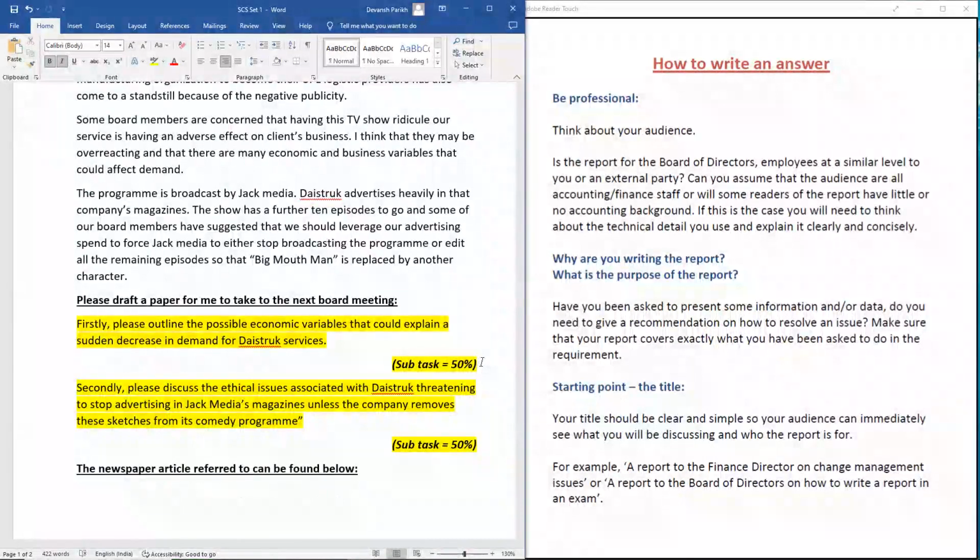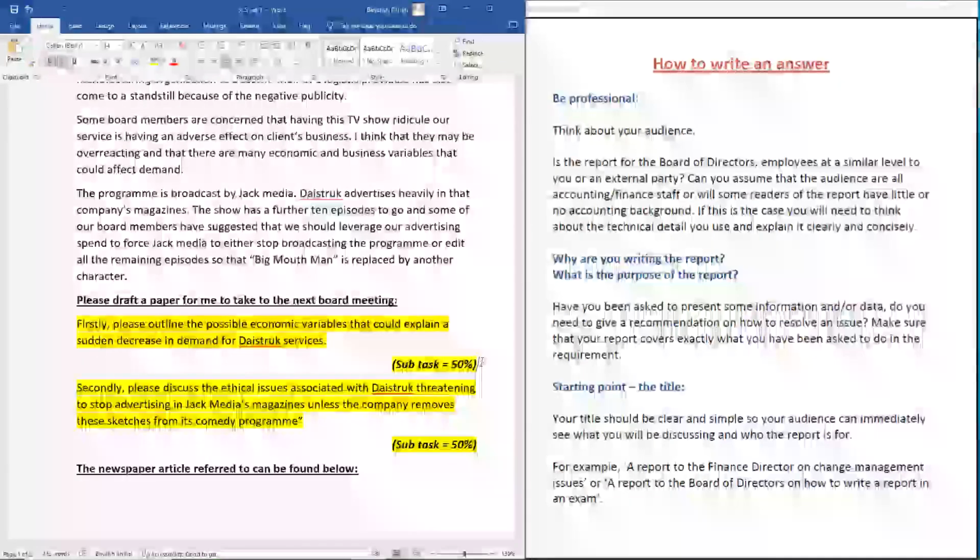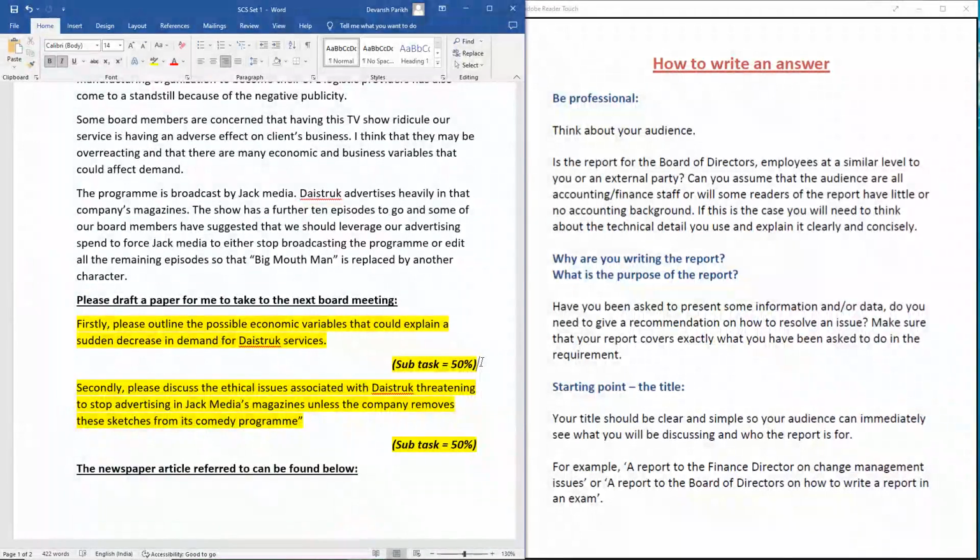So let's read the first task. Please outline the possible economic variables that could explain a sudden decrease in demand for Daystruck services. So economic variables, I have to point out, which explain a sudden decrease in demand for Daystruck's services. This is 50%. Now, what is this 50%? This is very important. Everybody, please understand this. This 50% is clearly telling you how much to write.